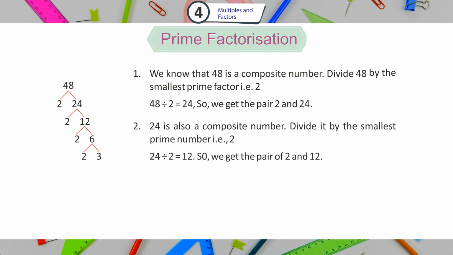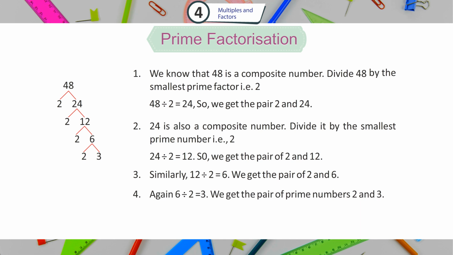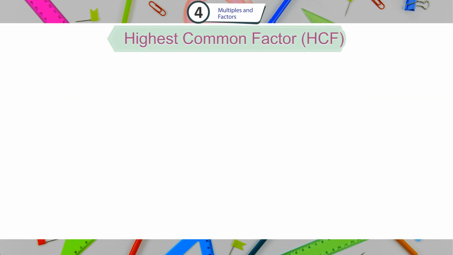2. 24 is also a composite number. Divide it by the smallest prime number, that is 2. 24 divided by 2 is equal to 12. So we get the pair of 2 and 12. 3. Similarly, 12 divided by 2 is equal to 6. We get the pair of 2 and 6. 4. Again, 6 divided by 2 is equal to 3. We get the pair of prime numbers 2 and 3. Therefore, the prime factorization of 48 is 2 into 2 into 2 into 2 into 3.